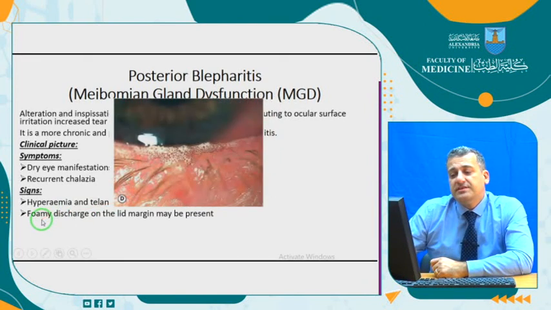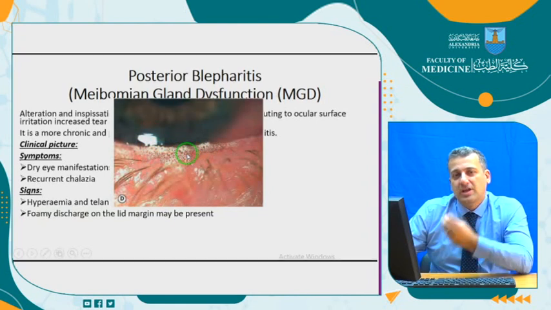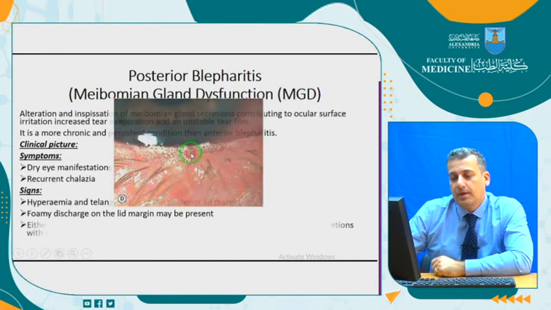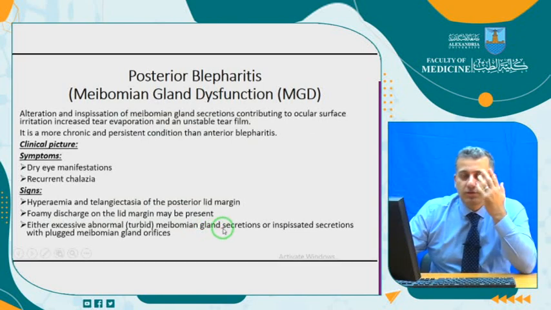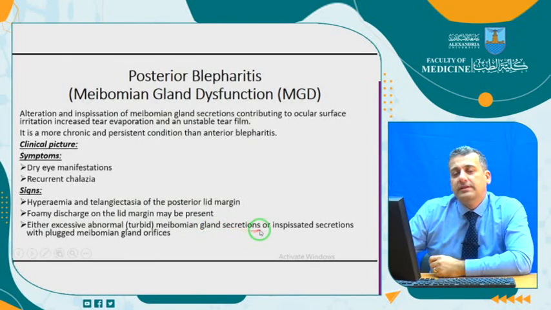There can be foamy discharge on the lid margin. This is a sign of dry eye or meibomian gland dysfunction. Foamy discharge, like the foam of soap. Either excessive turbid meibomian secretion can be seen on the surface of the tear film, or the meibomian secretion can be inspissated and be like toothpaste, plugging the meibomian gland orifices.